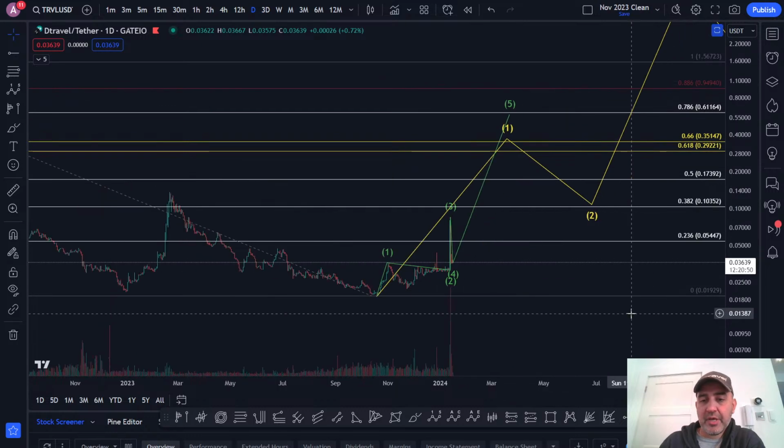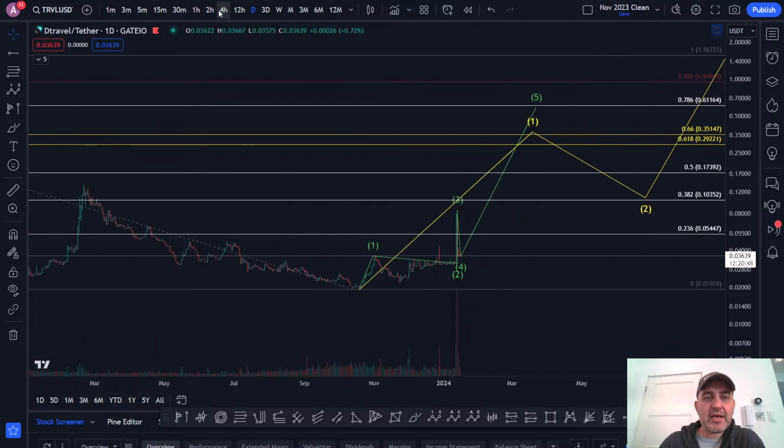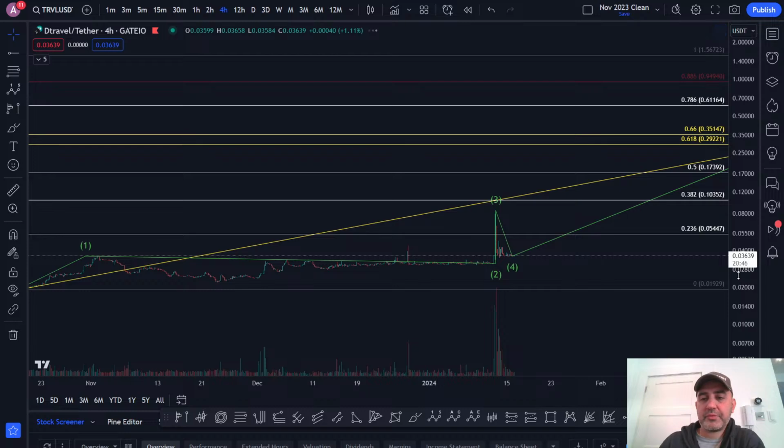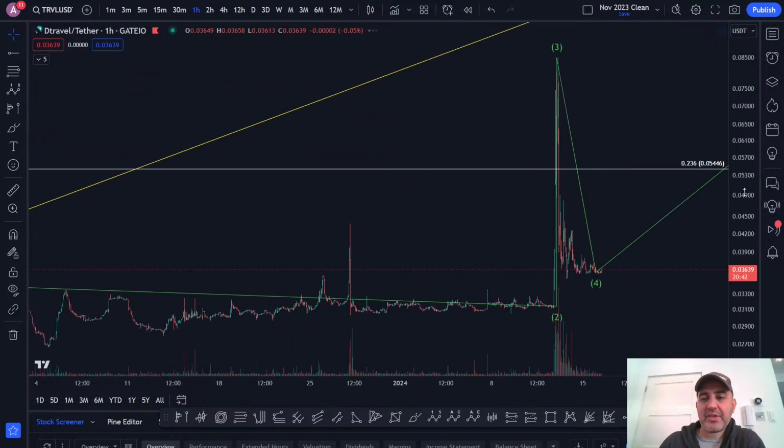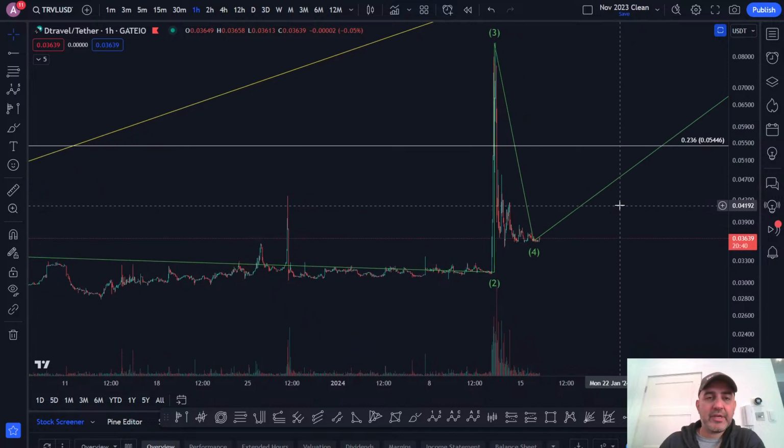I don't know. But when you tie the idea of the technical analysis with everything else to do with Dtravel, the fundamentals of Dtravel, I think it's way less than 20%. It's much less than 20%.